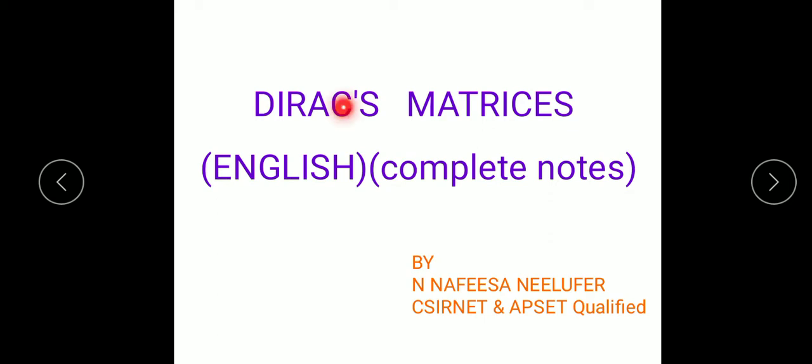So in this video, let's see Dirac's matrices. From the Dirac relativistic equation, we have got some relations: alpha x square equals alpha y square equals alpha z square equals beta square equals I. So alpha x, alpha y, alpha z and beta are all Dirac's matrices. We are now going to derive these Dirac's matrices. That is what this video is about.